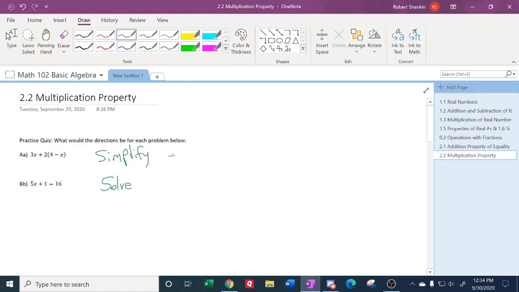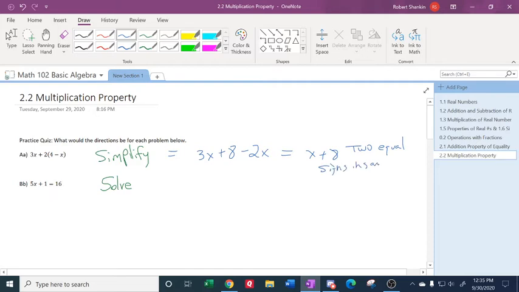Notice when you're simplifying, what's allowed to happen is you can have multiple equal signs. And you can stretch them out like this. See, two equal signs in the same line. Same line is okay. But on this one, we don't.